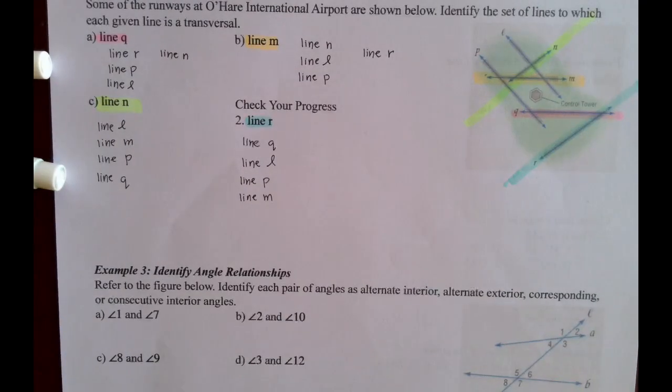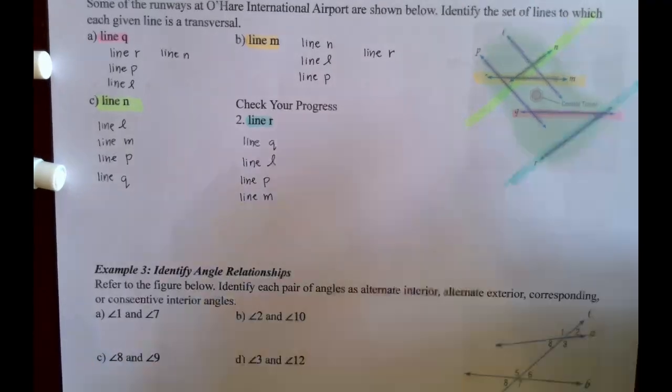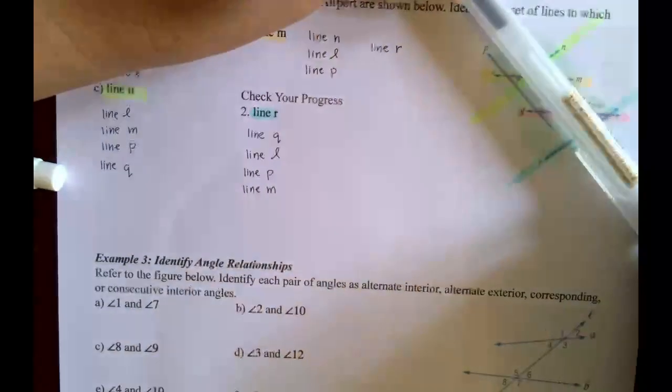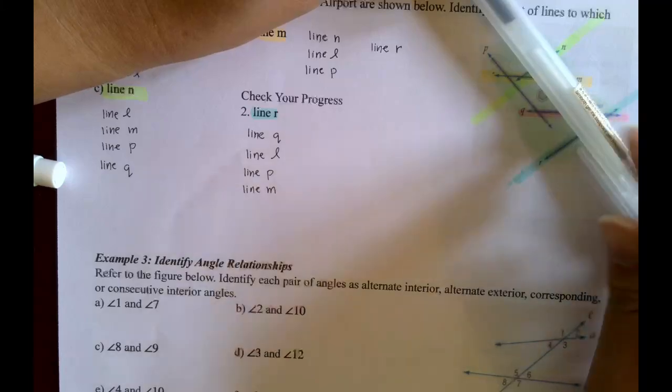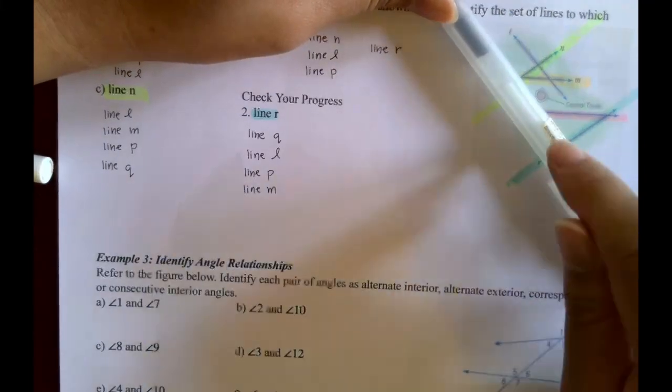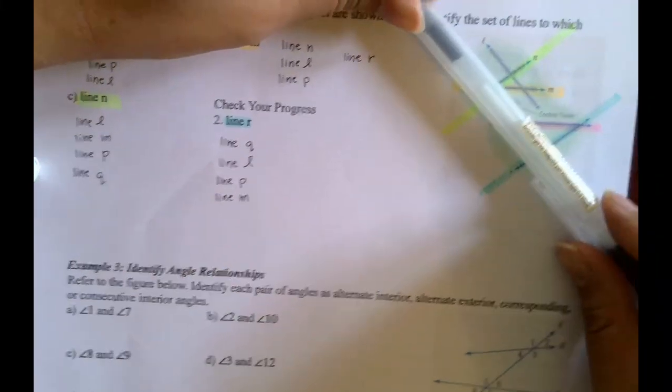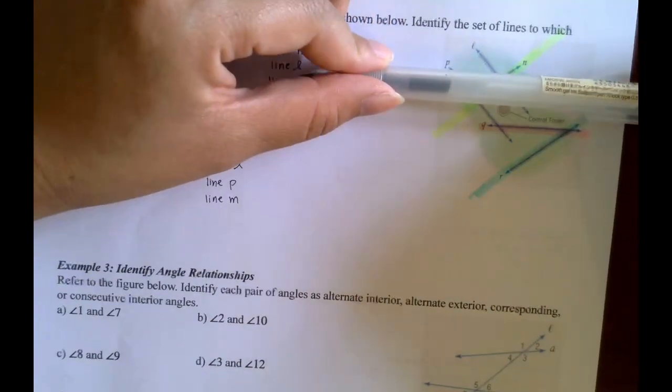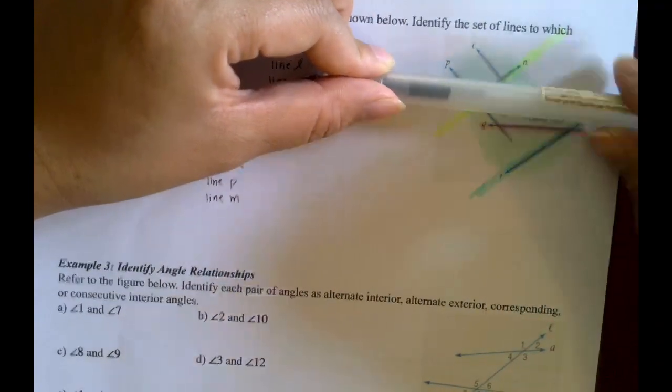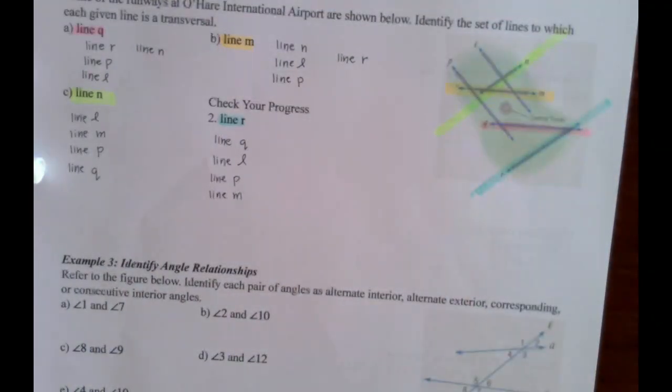You should have gotten lines Q, L, P, and M. Line Q would intersect here. Line L, if it continued, would intersect here. If line P continued, it would intersect here. And if line M continued and line R continued, they would intersect here. So there you go.